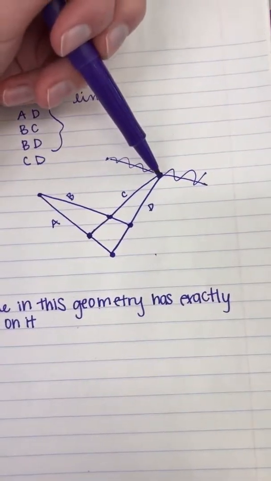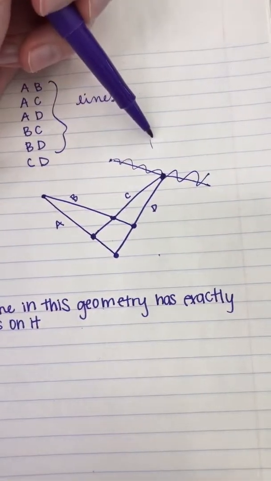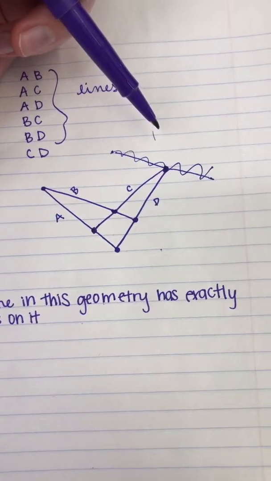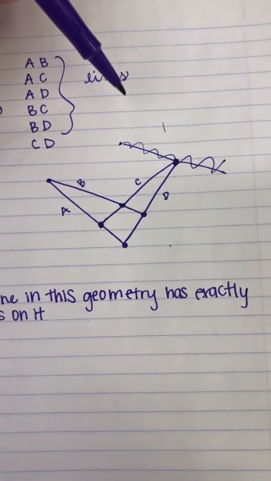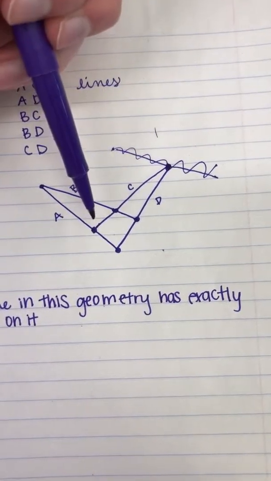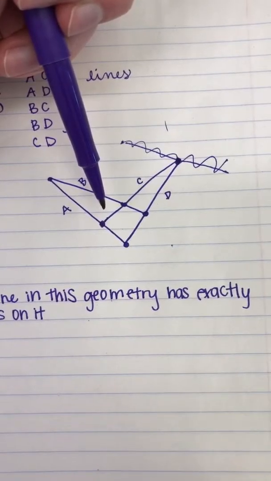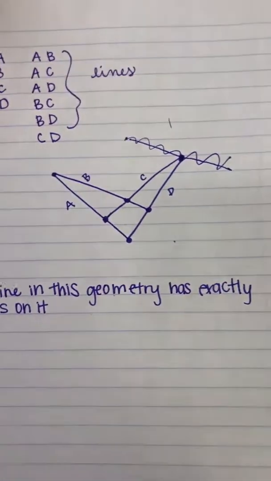So again, like I said, this will not work because this does not intersect with 2 lines. And we can't have 3 lines going through according to axiom 3 because each point is only on exactly 2 lines.